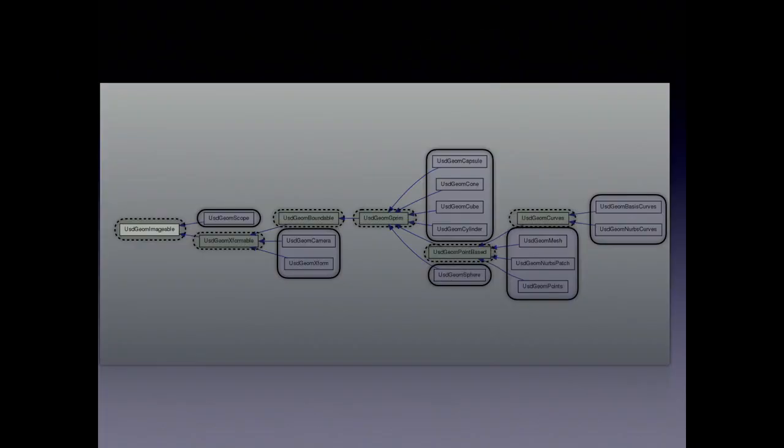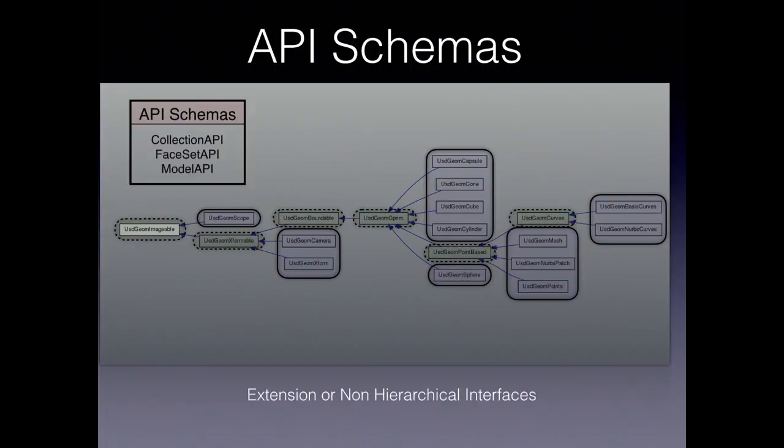We also allow for a third type of schema, which we call API schemas. And these are sort of extension or non-hierarchical interfaces. They don't really fit into the standard USD type hierarchy, but they are a useful API to have. So for example, the collection API, we may want any prim type to be associated with a collection, so it sort of sits outside of the type hierarchy.